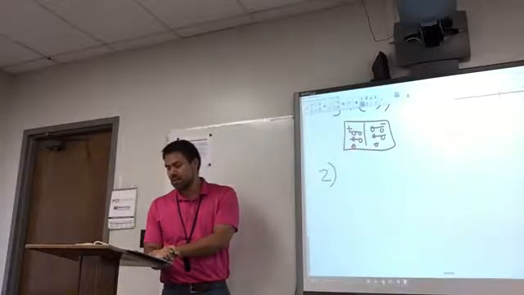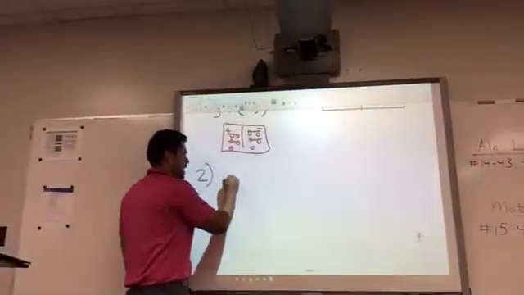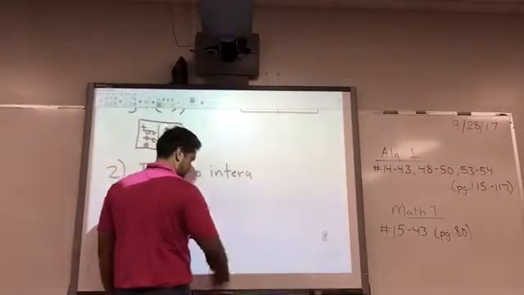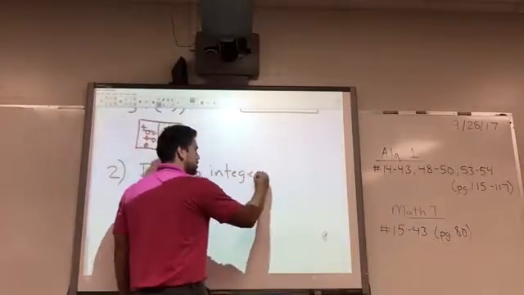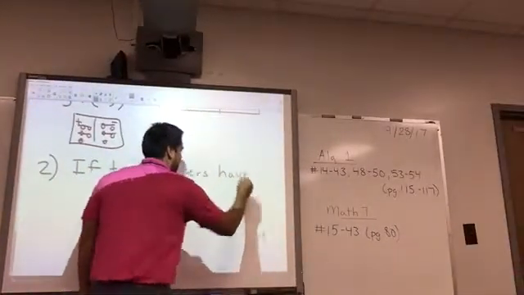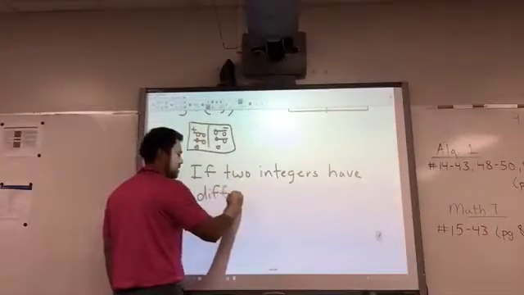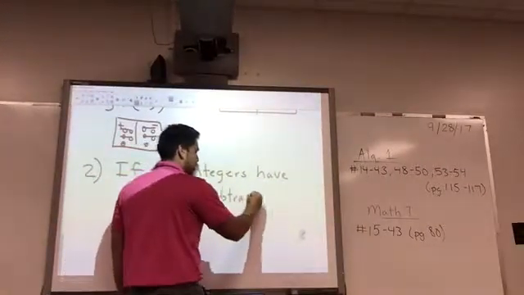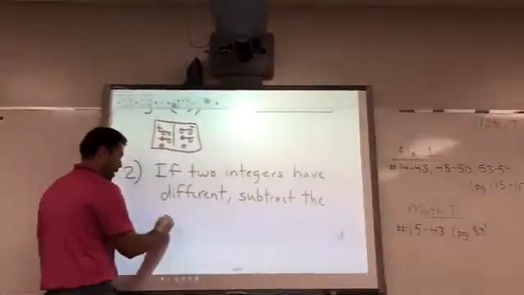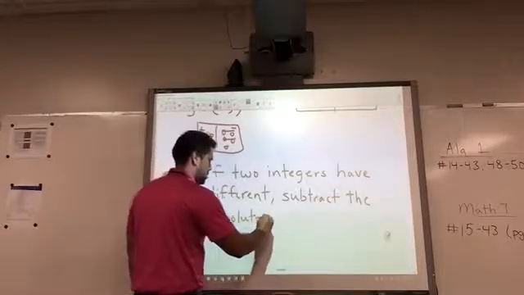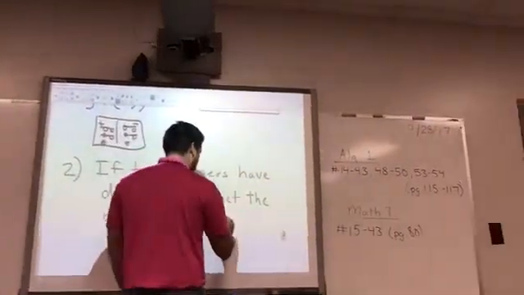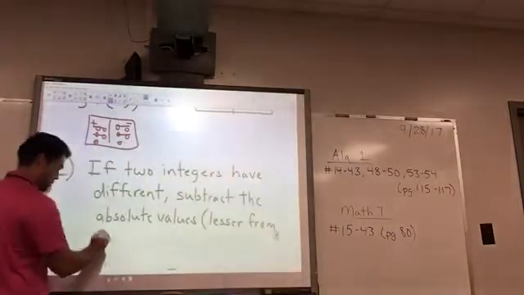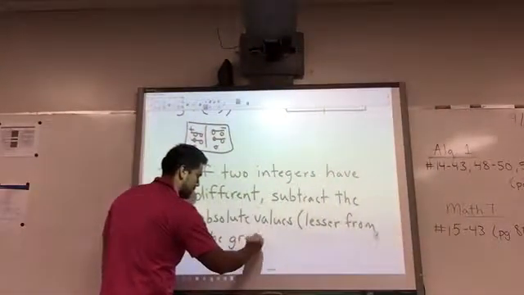Second rule here then. If two integers have different signs or opposite signs, subtract the absolute values, so this will be lesser from the greater, and I'll explain what that means in just a bit.